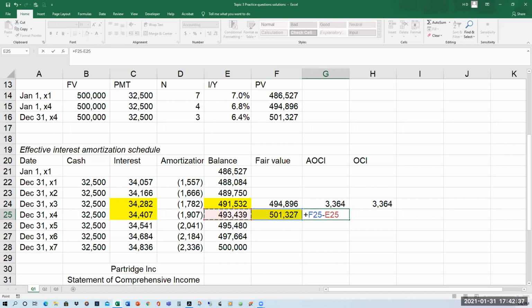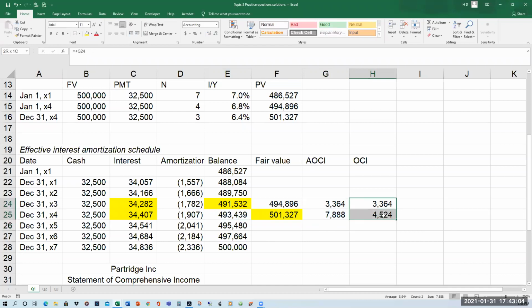What that means is that our accumulated other comprehensive income is going to go up. Well, it's now 501,327 minus the 493,439. So that becomes $7,888. So there is a further increase in other comprehensive income, or additional other comprehensive income, of $4,524. Now, mind you, both of these occurred in the same year.